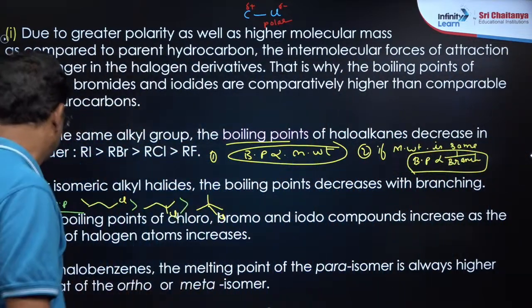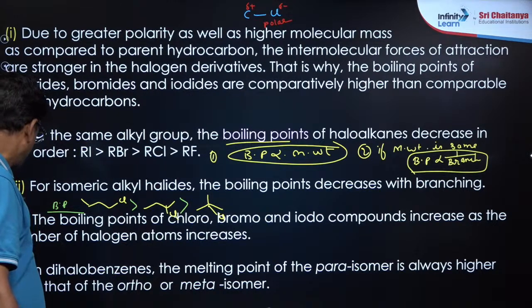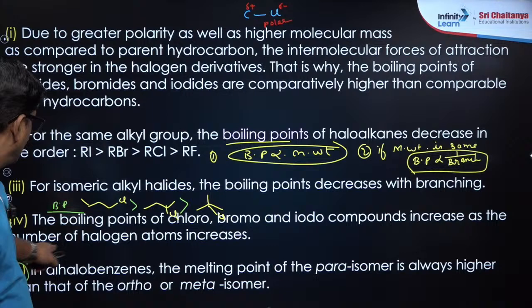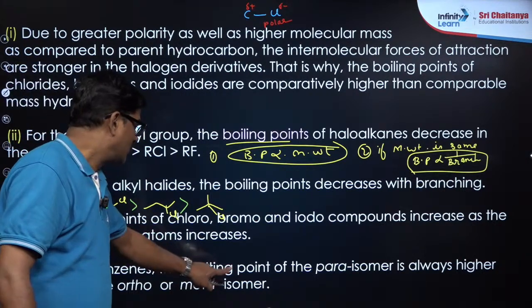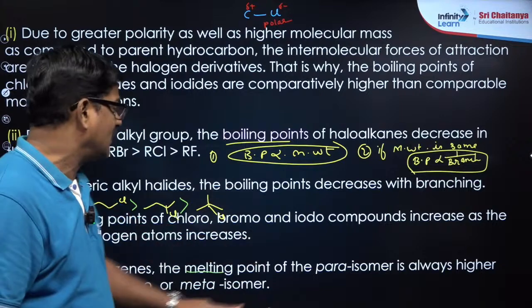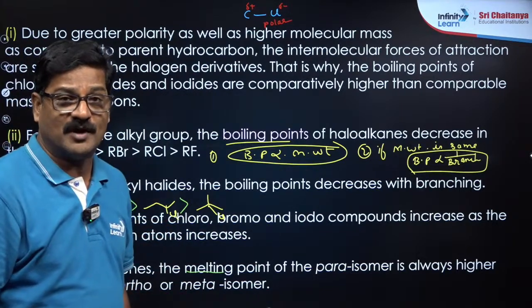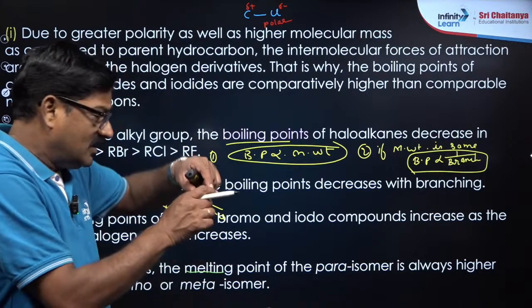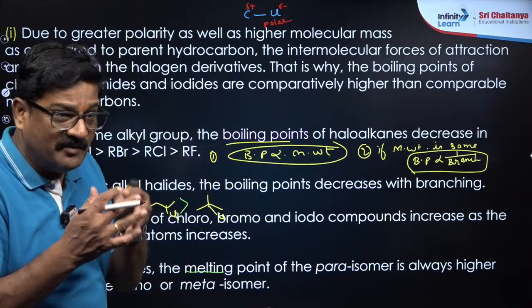In dihalobenzenes, Dhananjay, you are asking about multiple choice questions, and this is a dangerous point there. In the dihalo derivatives, I am talking about the melting point. The melting point of the para isomer is always greater than that of the ortho and meta isomers, because para has a symmetrical structure. The symmetrical structure is tightly packed.